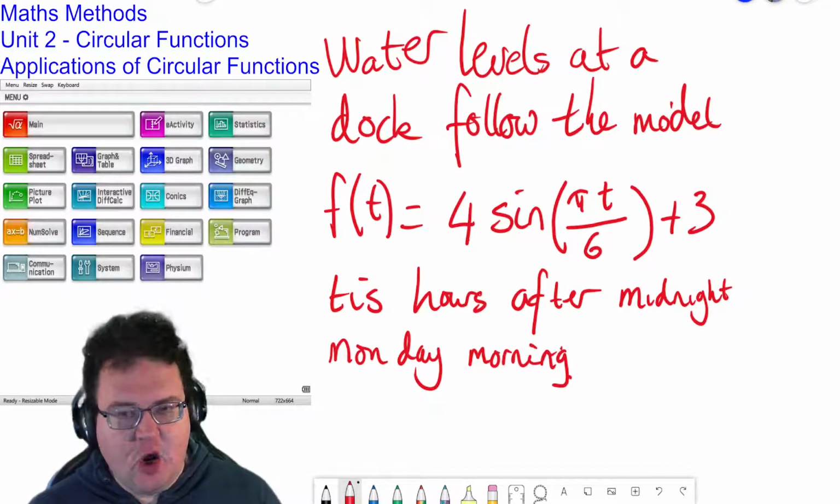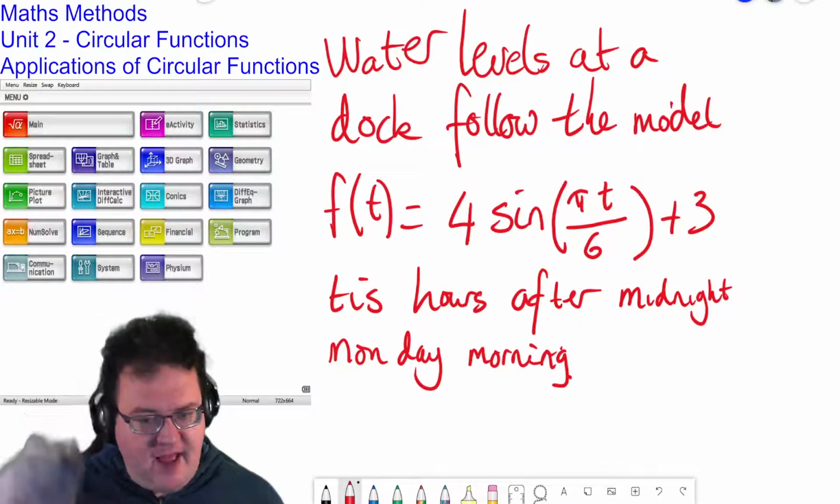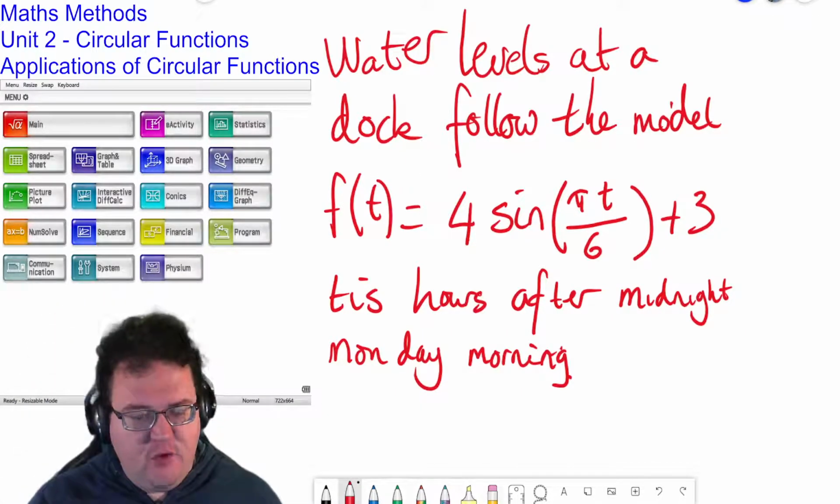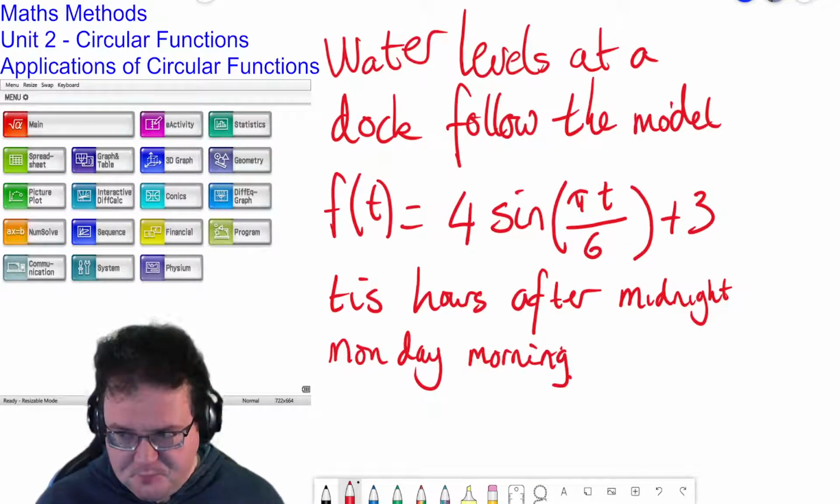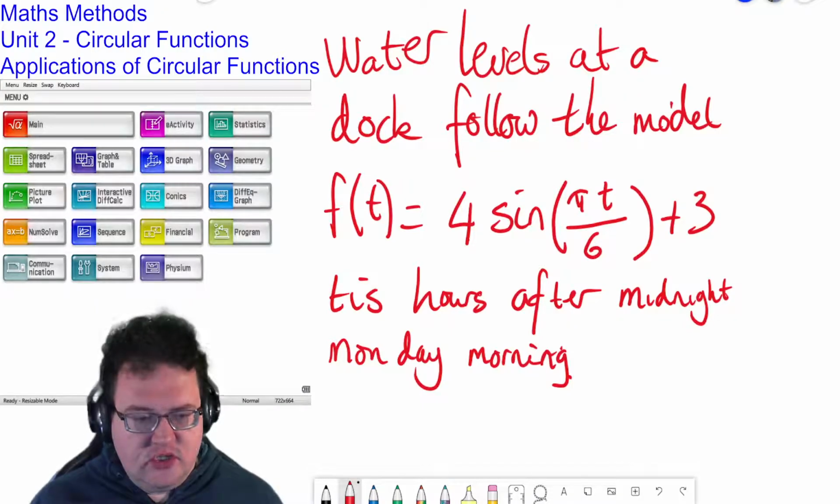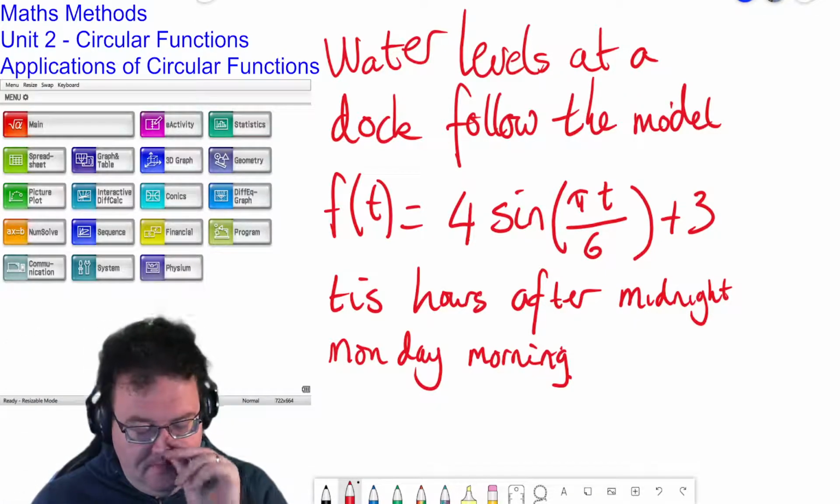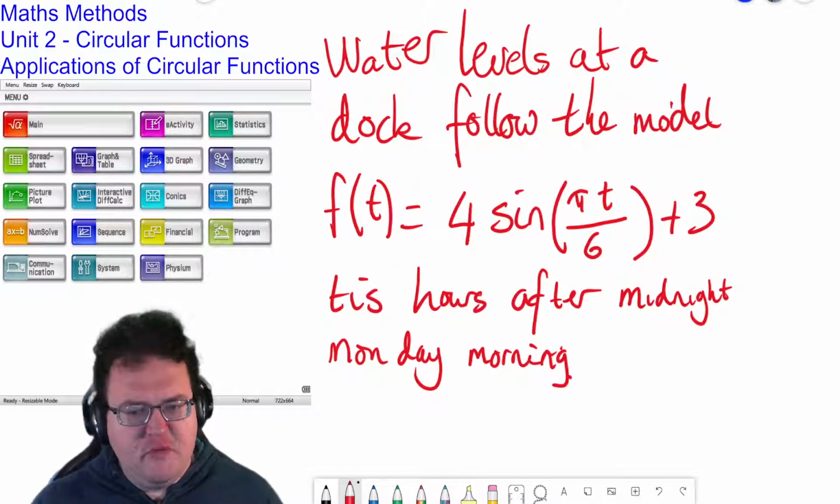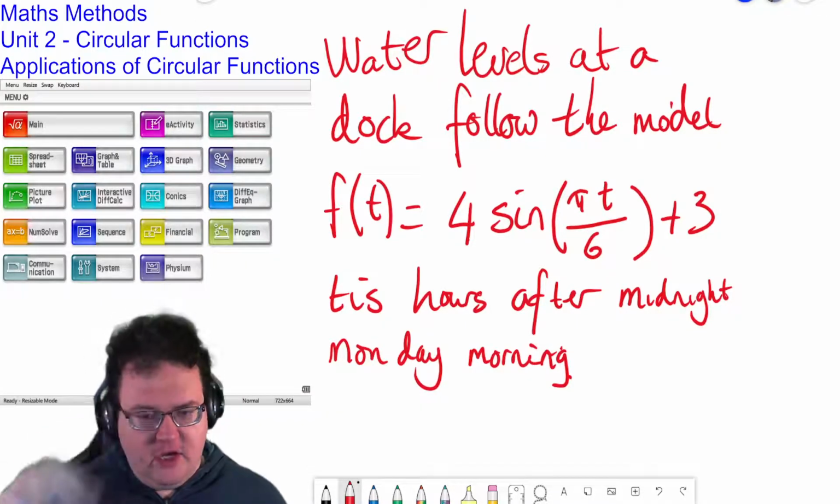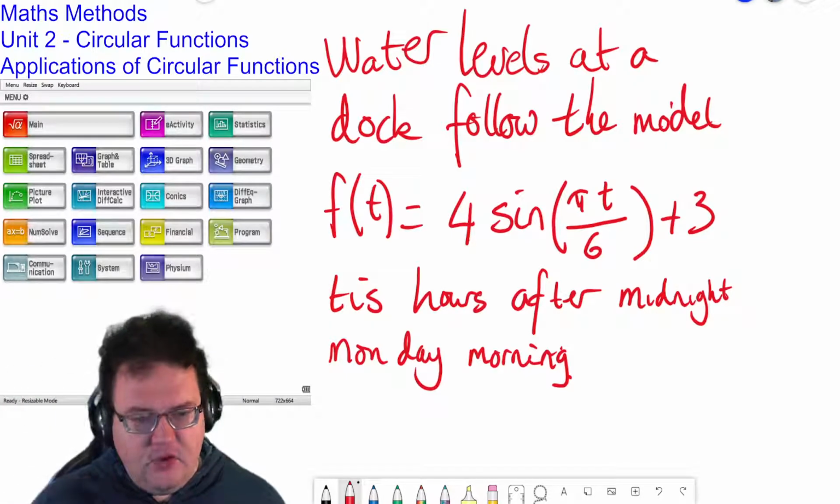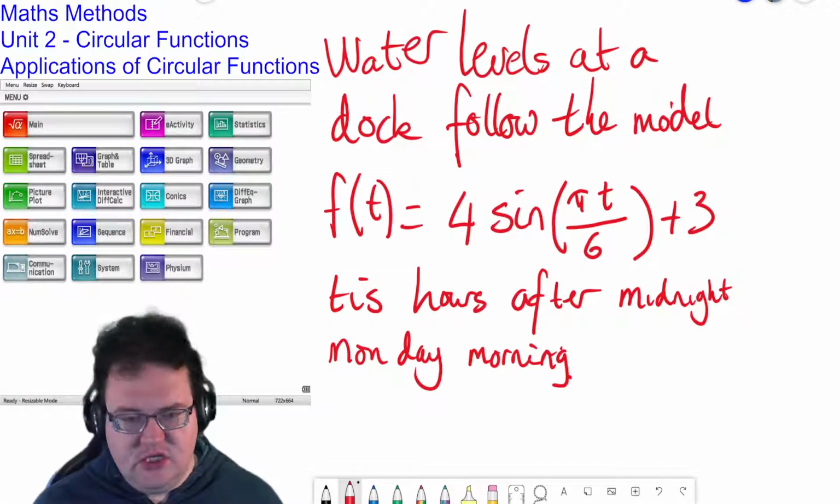Water levels are a very common, very easy to use example for circular functions because they follow a pattern where the water comes in and out and the tides and the water level rises and falls, sometimes multiple times inside a day. So water level at docks, also we can use things like temperature. Temperature generally tends to go up and down over the course of a day. And then there's also the movement of particles. They tend to fly around a particular point. We can also model those using circular functions.